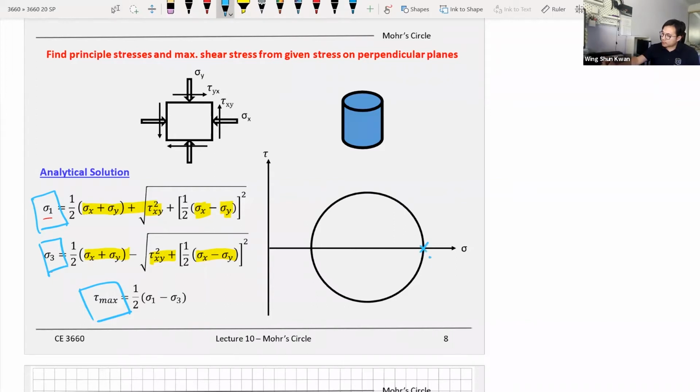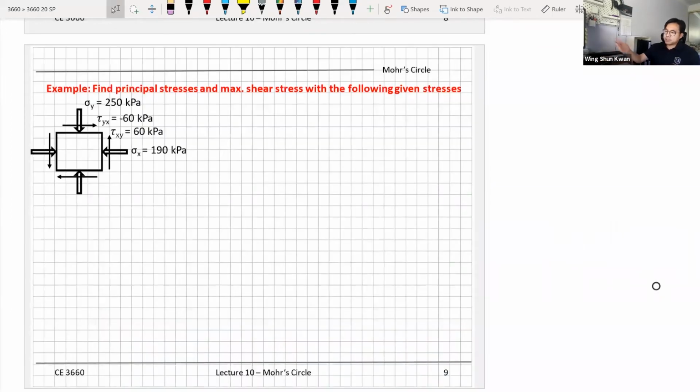So again, don't forget, this is your sigma 1 and this is your sigma 3. And this is your tau max. And any points right there on the circles, those will be your sigma and tau. So now, instead of sigma x, sigma y, I give you real numbers. So now sigma x is 190, sigma y is 250, and also the corresponding shear stresses.